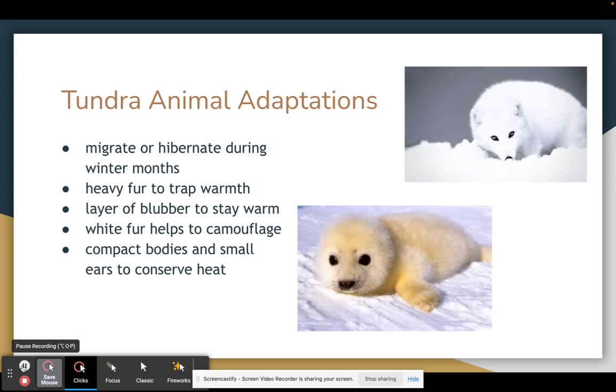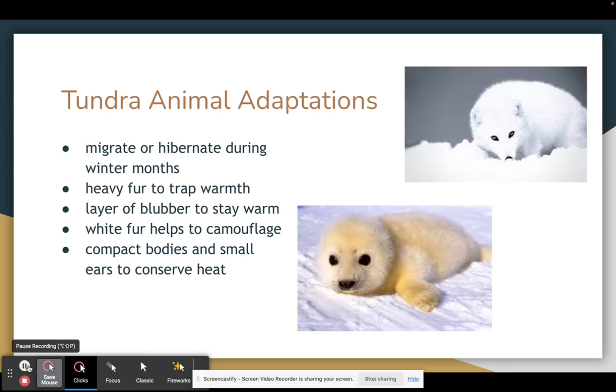They have white fur, which will help them to camouflage. You can see it actually works really well in this picture over here with the fox, that it blends in and camouflages with the snow. They also have compact bodies and small ears to conserve heat. All of the animals' ears won't protrude too far from their head, because that's a good place to lose a lot of body heat. Even polar bears have small ears in relation to their bodies.